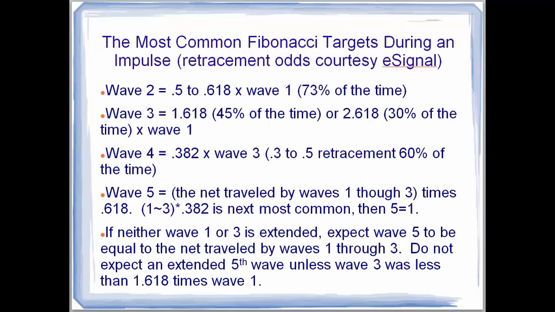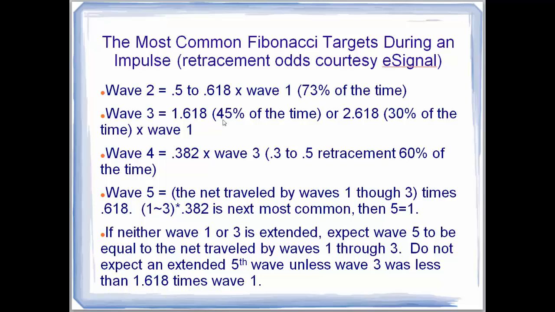According to a recent published PDF by eSignal, here are some of the most common Fibonacci targets for each of the numbered waves in an impulse. Wave 2 is most likely to retrace 0.5 to 0.618 of wave 1, and it does that 73% of the time.